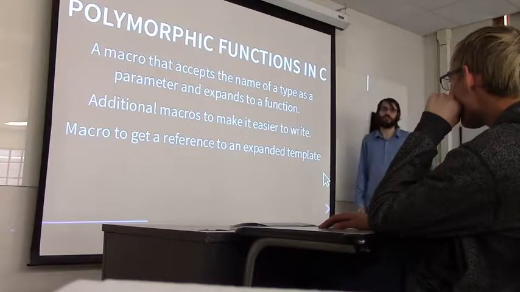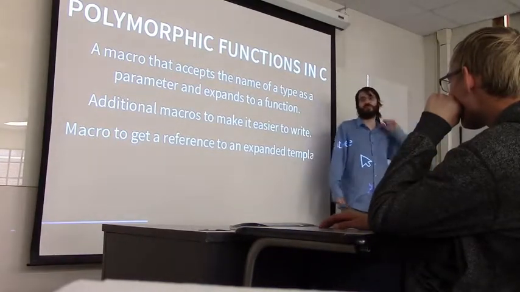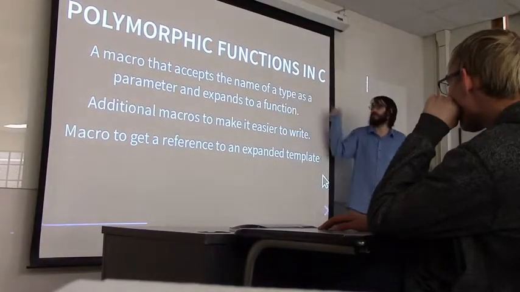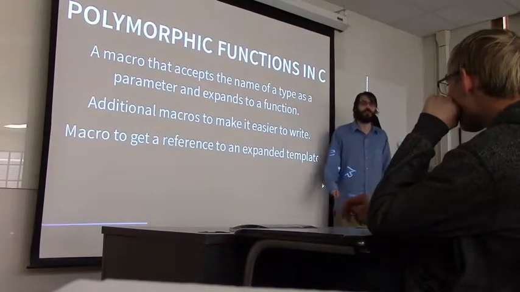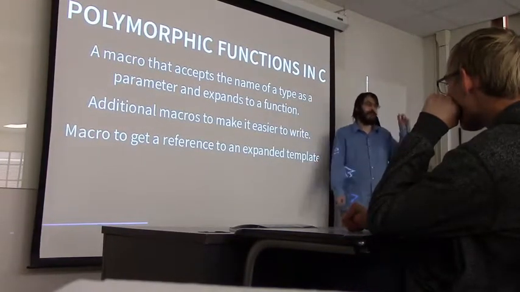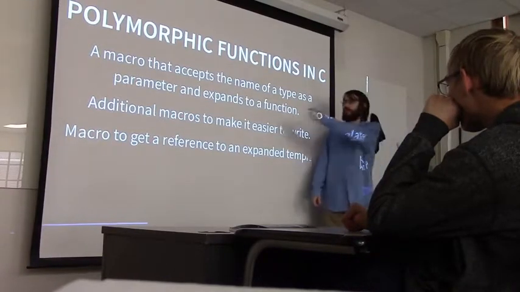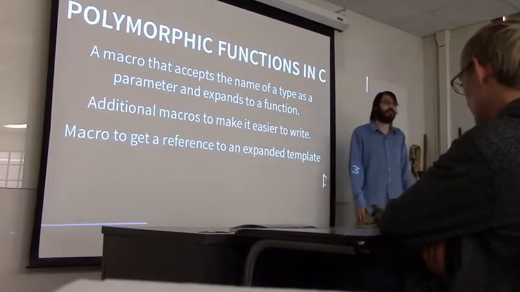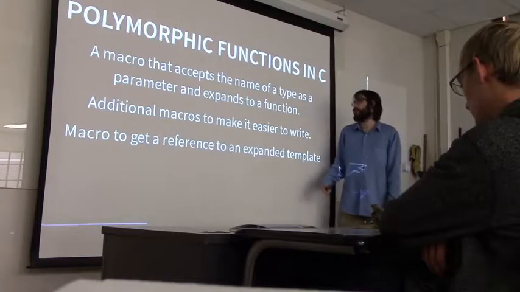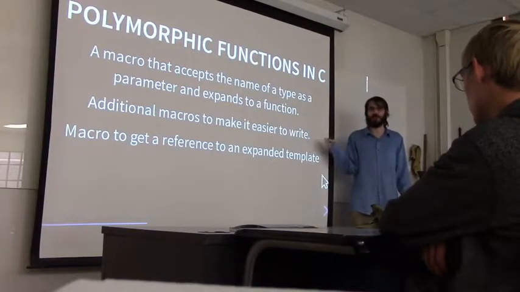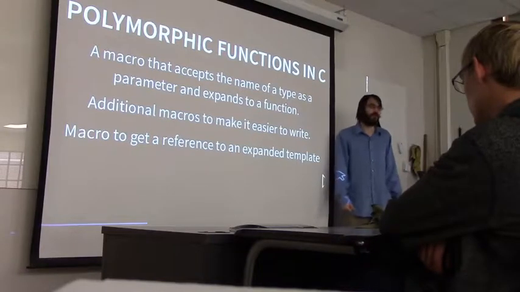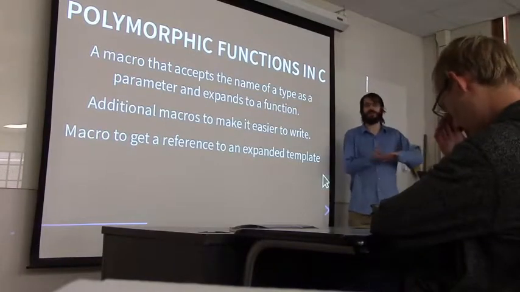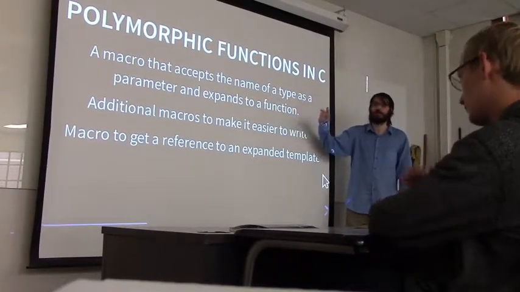So, polymorphic functions in C. We can use C macros to do the most common use case of C++ templates. You can have a macro that accepts the name of a type and then expands to a function. It can create the function name by concatenating the name of the type with the function name so that you can have add underscore int, add underscore float, etc., and have that work for all of the types. You can write some additional macros to make it easy to write that function so that you can just write the function like you would normally write a function, and with a couple macro invocations to transform that definition into a macro that expands your template.